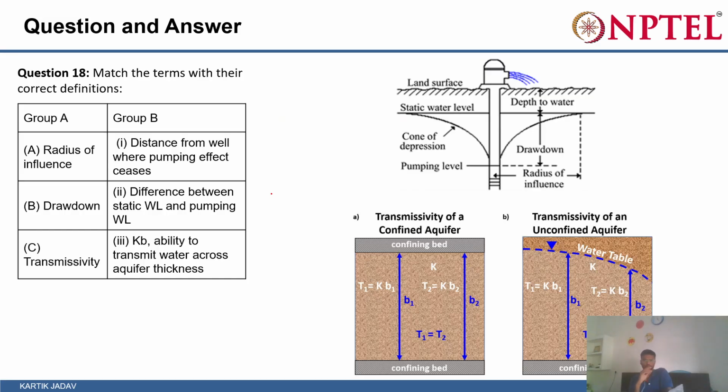Then match the following items. Radius of influence. So it's basically the distance from the well where pumping affects.